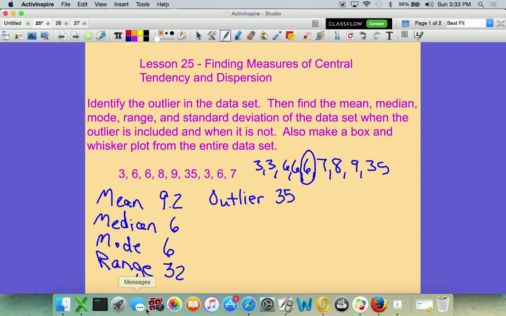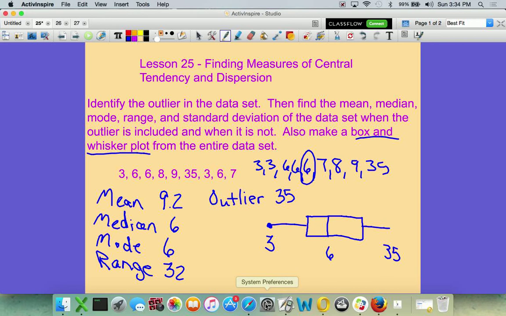From there, we can also make a box and whisker plot. With that, just as it says, we have a box, and we're going to have a line in the middle of it somewhere, with whiskers going off in one direction or the other. Now, to get our lowest point, that is our smallest number, our 3 right here. To get our highest point, that is our highest number, so that is 35. To get the bar that goes right down the middle of the box, that is our median.